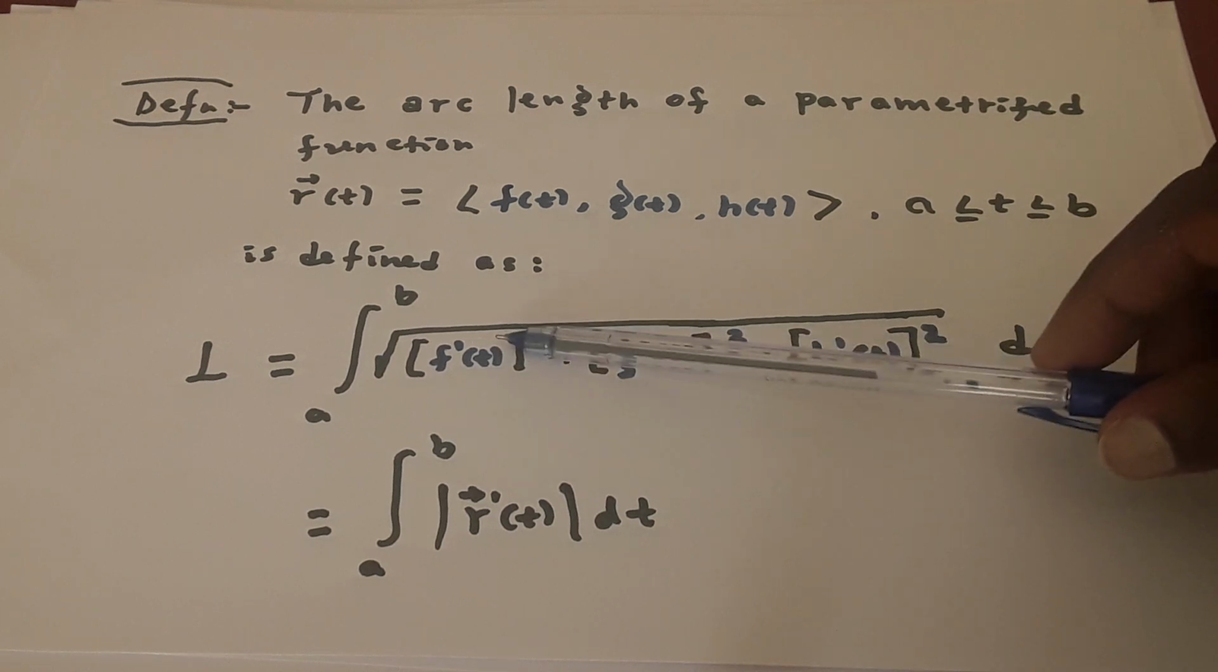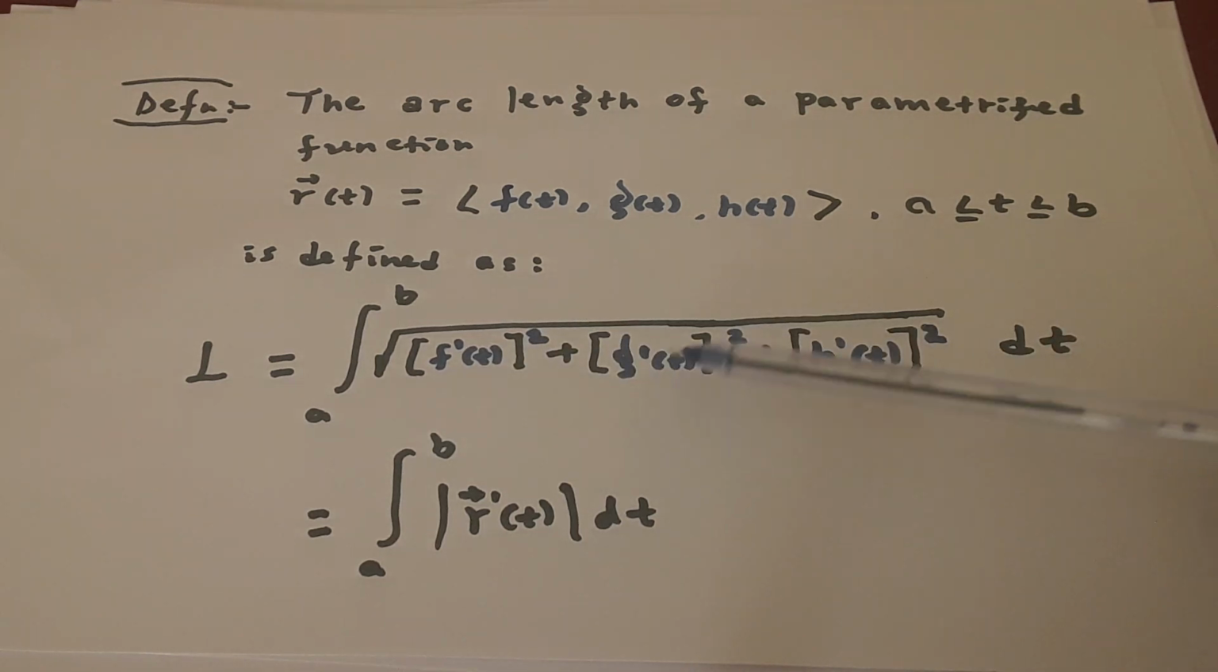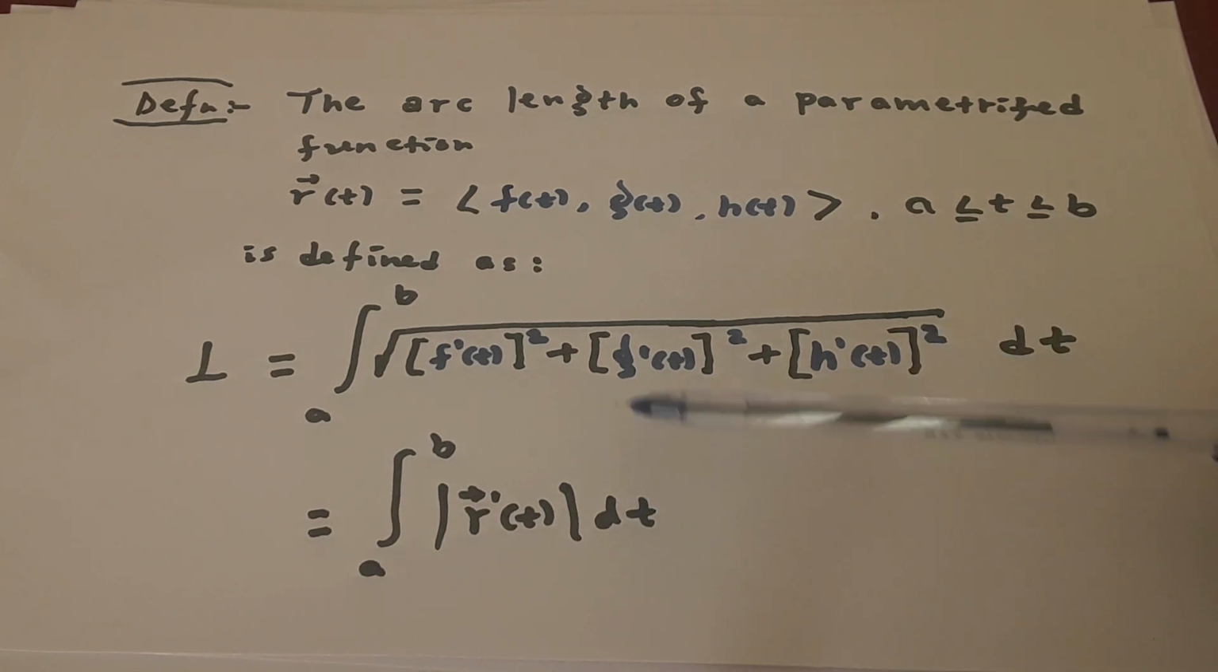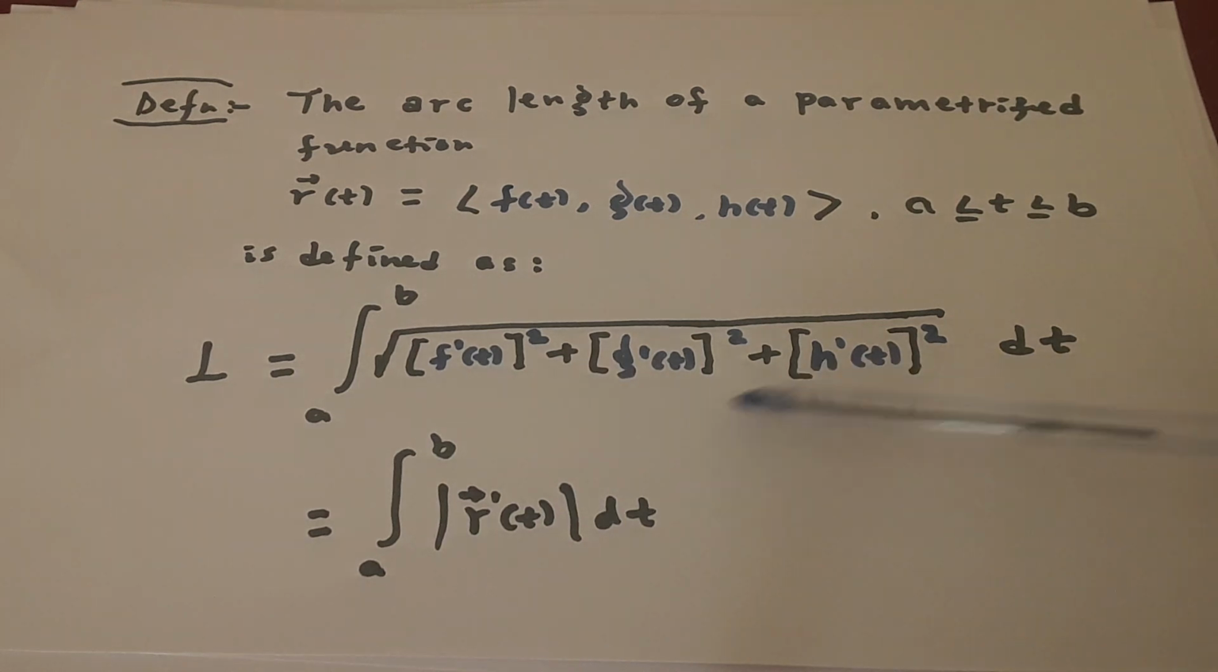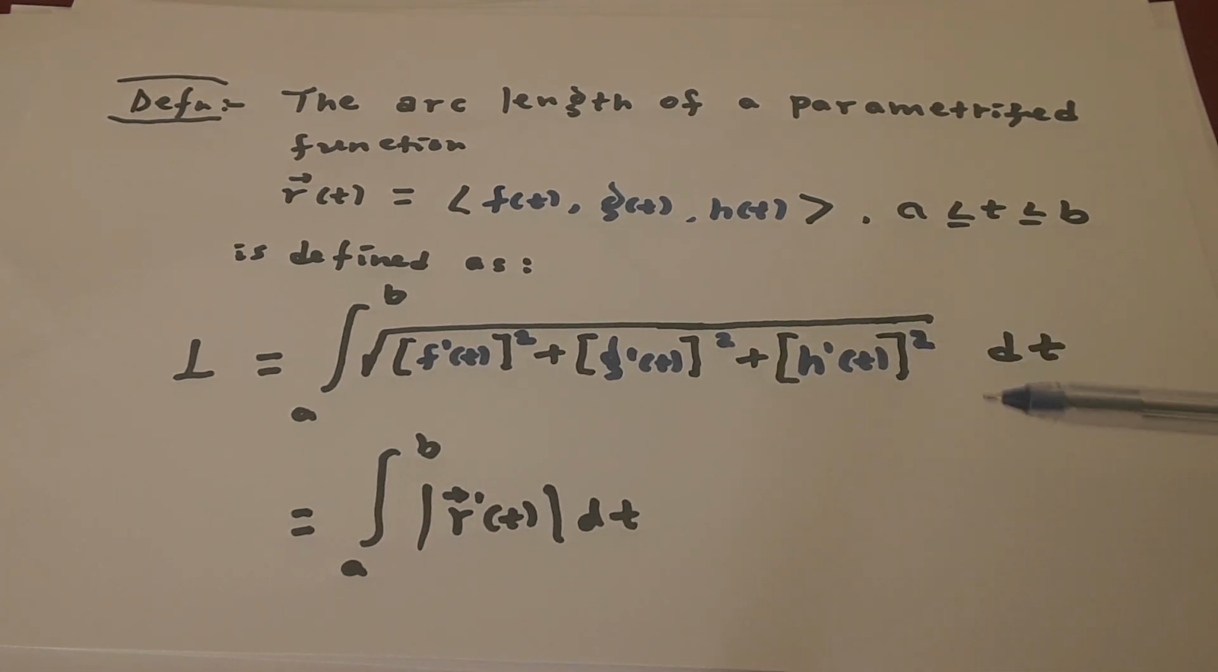L is the integral from a to b of the square root of f′(t)² plus g′(t)² plus h′(t)² dt, or equivalently the integral of the magnitude of r′(t). For simplicity, we can use either of the two formulas in finding the arc length of a parameterized vector valued function between two points.